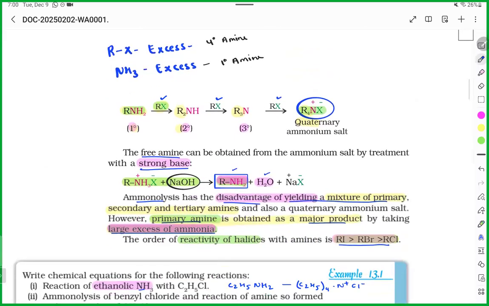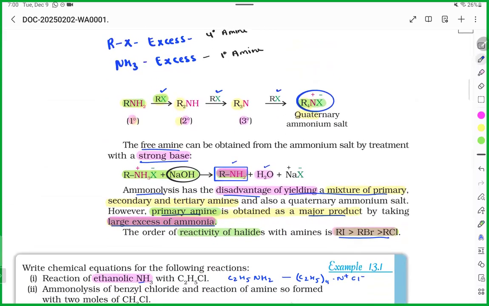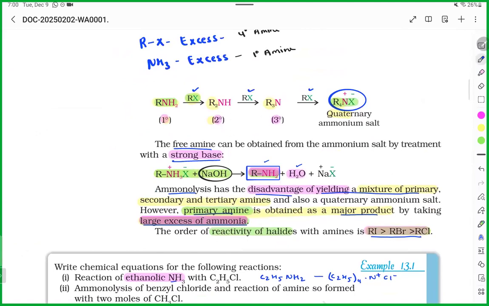Second reaction. Ammonolysis of benzyl chloride. What is benzyl chloride? C6H5CH2Cl. This is the benzene ring, CH2 and Cl, that is benzyl chloride. When it reacts with ammonia in ammonolysis of benzyl chloride, what will be the product? C6H5CH2NH2.